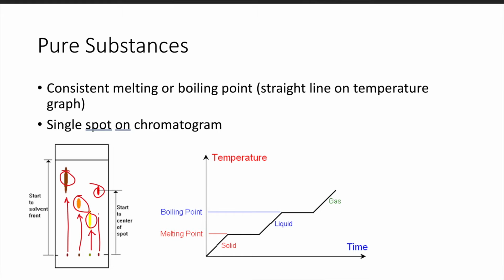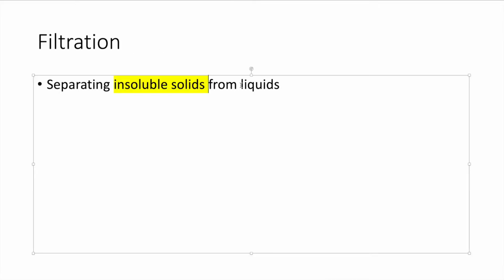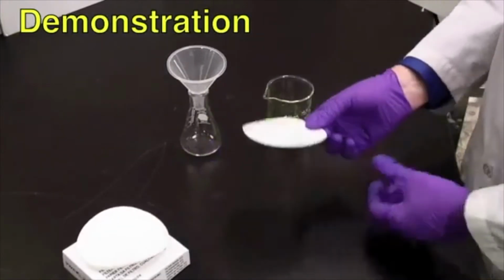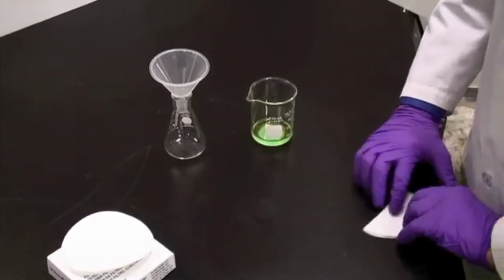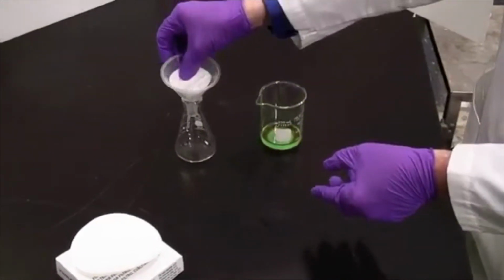Simple, separating solid from liquid, for example sand and water, where one item is solid and does not dissolve in water, we can use filtration. Use a filter funnel and filter paper, fold it up, and this is how you do it. The sand is the residue, the water will be the filtrate.